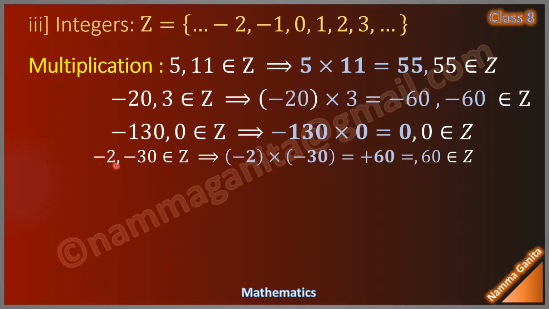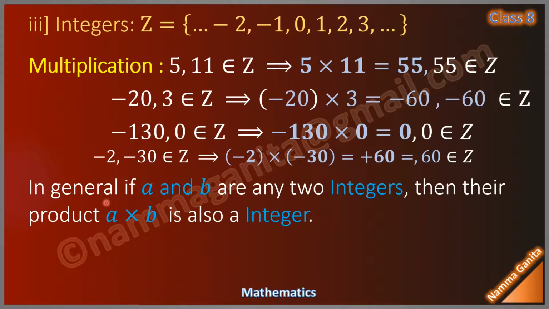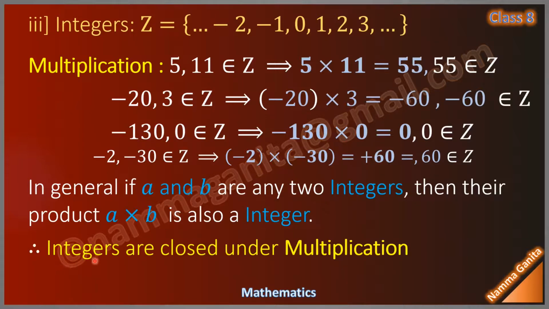If minus 2, comma minus 30 belong to Z, then minus 2 into minus 30, minus into minus is plus. 2 into 30 is equal to 60, plus 60. Plus 60 belongs to Z. In general, if a and b are any two integers, then their product a into b is also an integer. Therefore, integers are closed under multiplication.